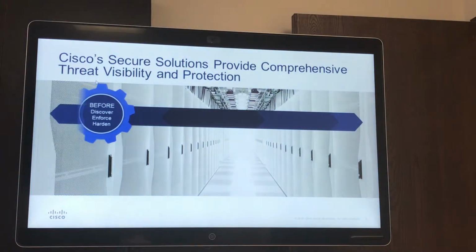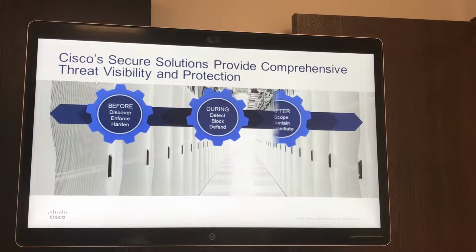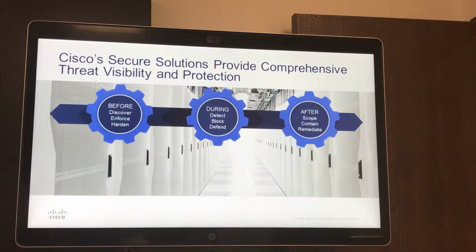So starting with before is basically what most people would know as actually securing their network, adding devices. So you discover your weaknesses and you enforce policies on your network, and you harden according to weaknesses and known threats that are on the internet.